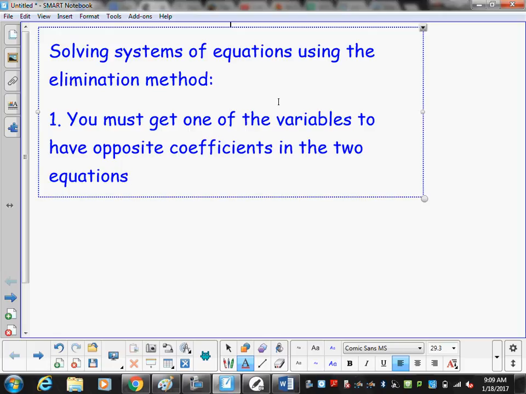What does the word opposite mean within math? One is positive and the other one is negative, but it's the same number. Okay?